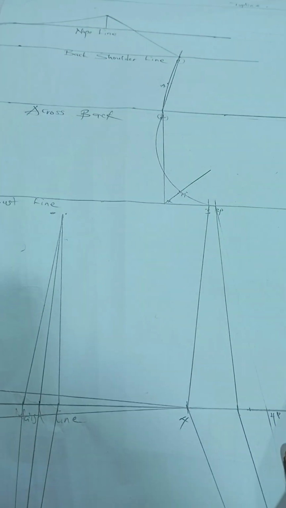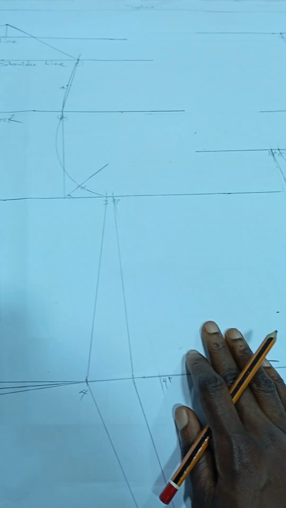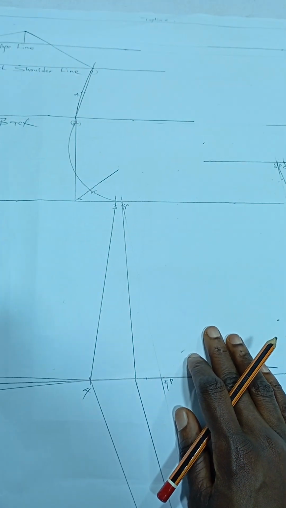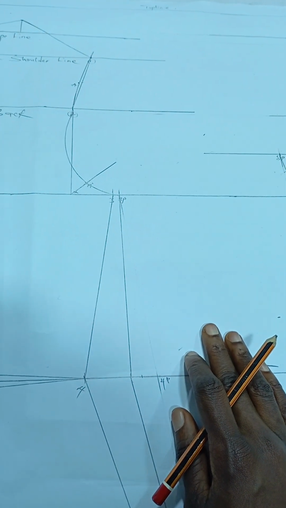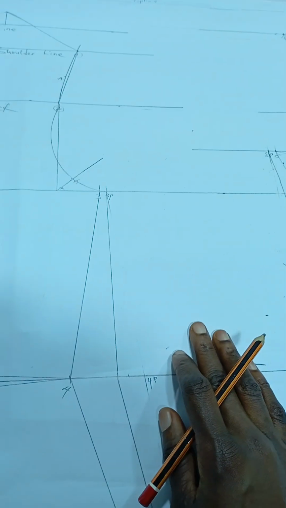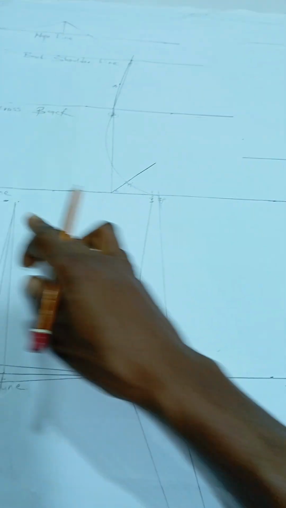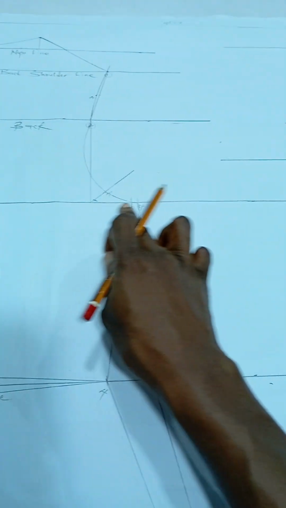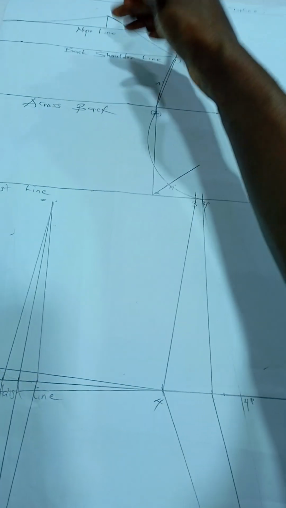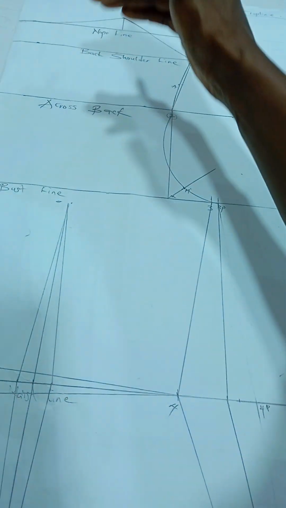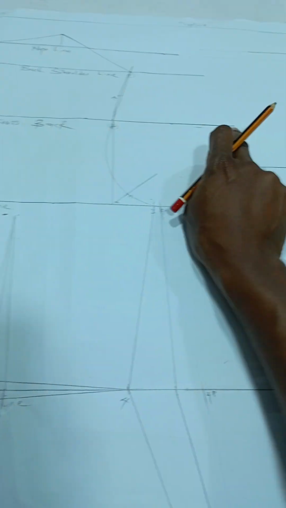The next measurement is across back. How do I get the across back? I find the midpoint between the nape line and the bust line. This is the bust line already gotten, and this is the nape line. Their midpoint will give us the across back.